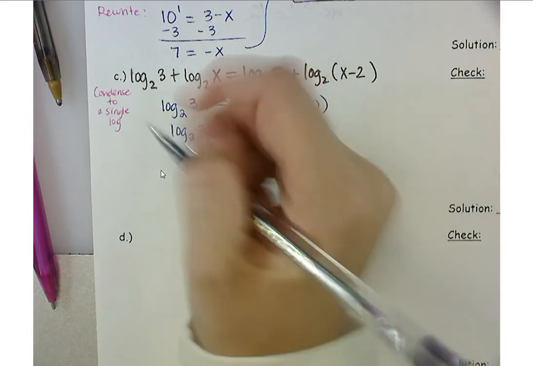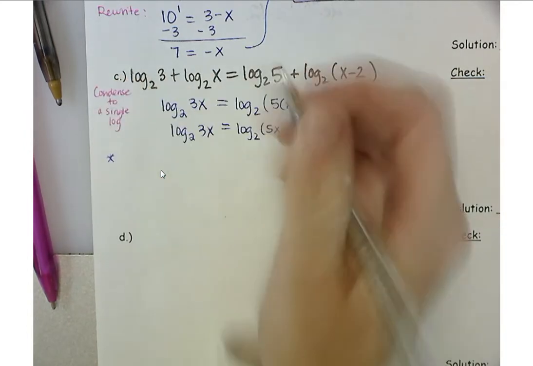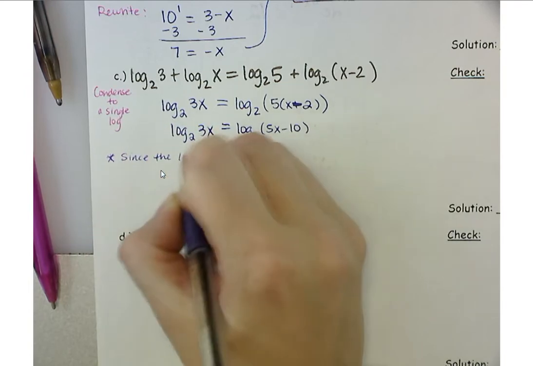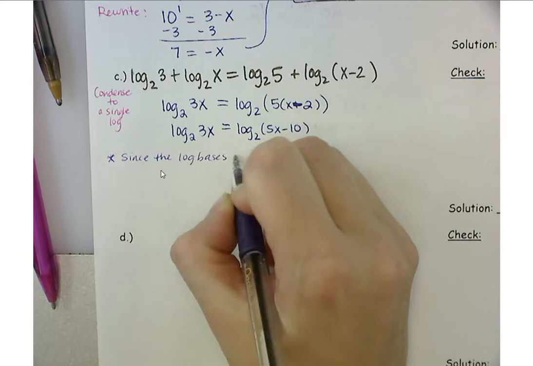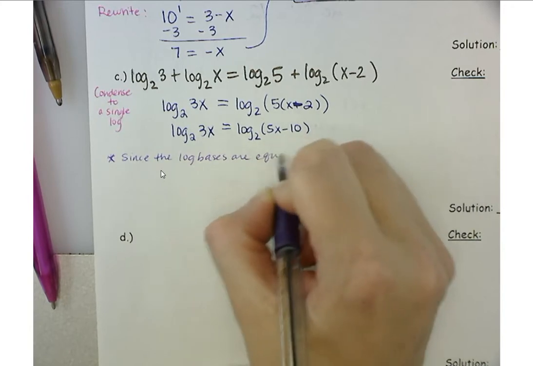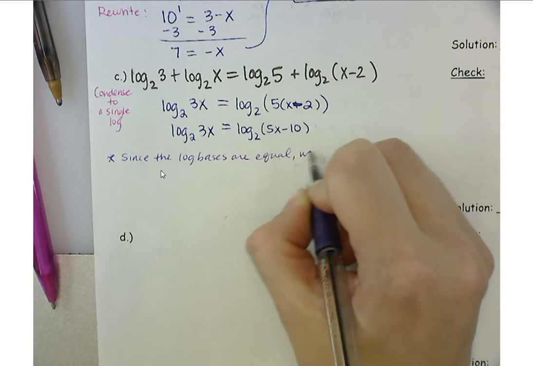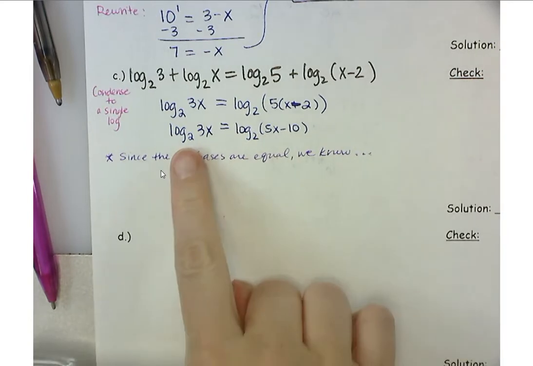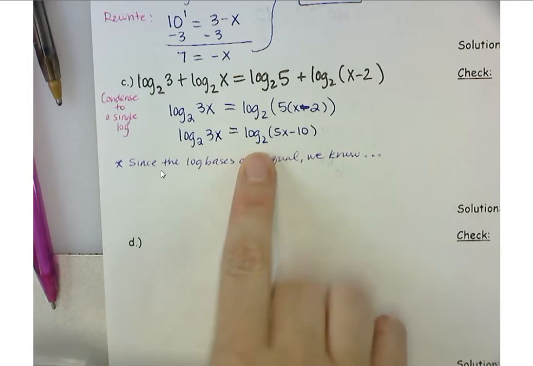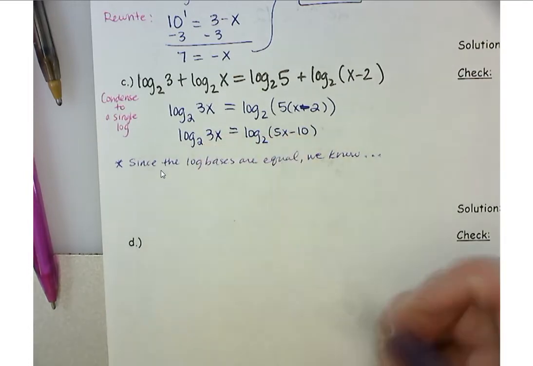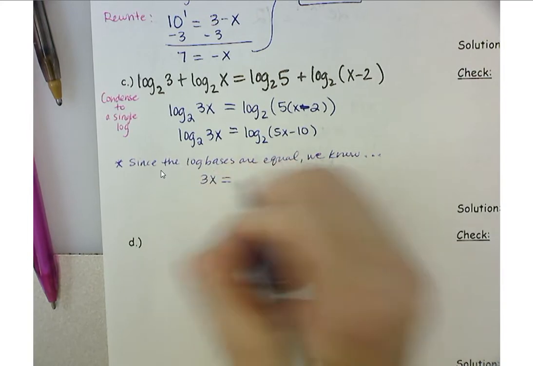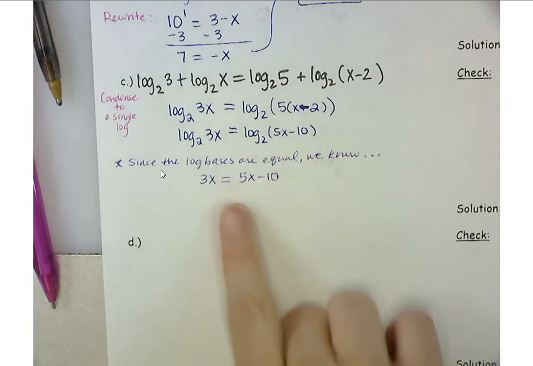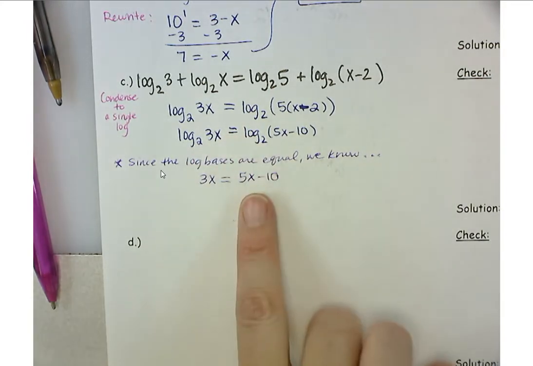So it is like they cancel out, but really, since the log bases are equal, we know that whatever the logs are of are equal. So if this is log base 2 and this is log base 2, it's similar to what we were talking about with our exponents the other day. We know that 3x has to equal 5x minus 10. Okay, so if the bases are the same, you can set whatever the logs are of equal to each other.